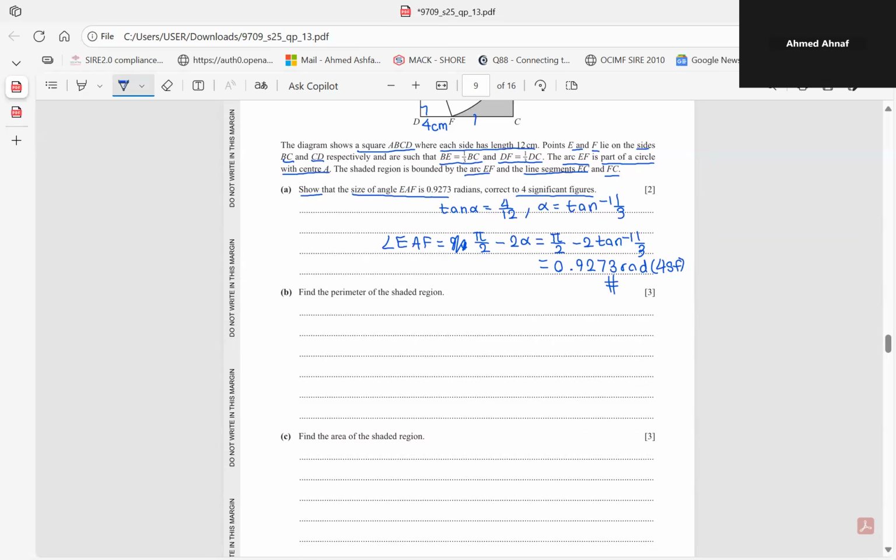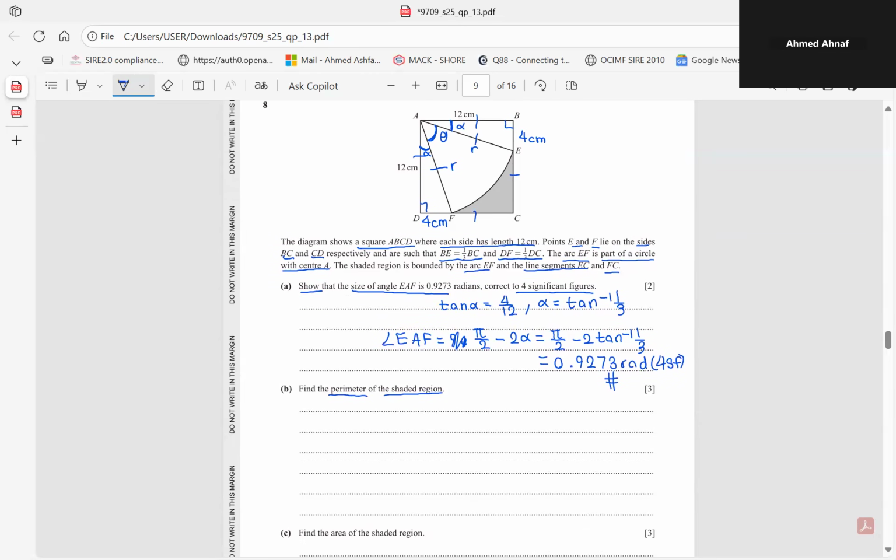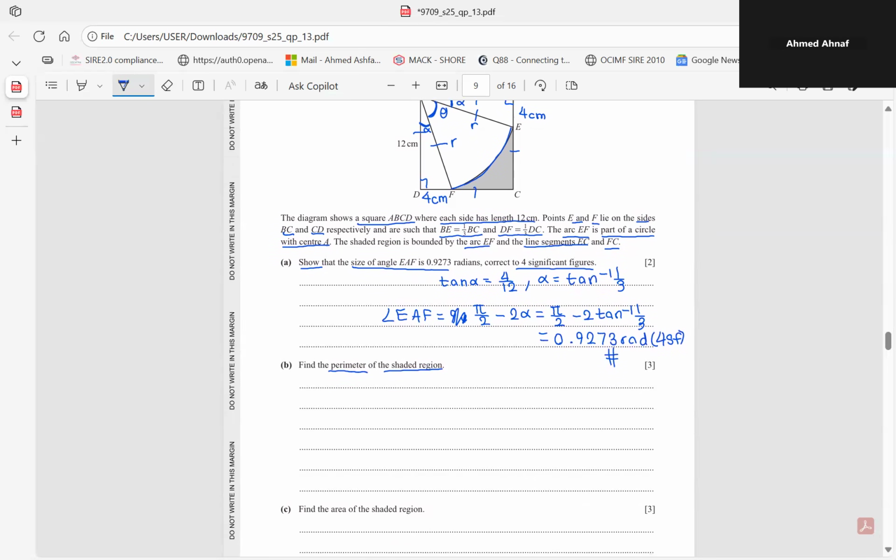Okay, so for this part, we're just going to have to find the perimeter of the shaded region. To do that, we're going to have to find the length of the arc EF as well as the length of FC and EC. So FC will be equal to EC. It'll just be 2/3 of the total length of the side, which is 12. So that is just 8 cm.